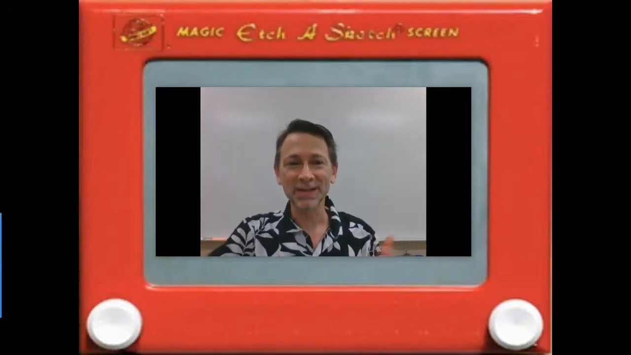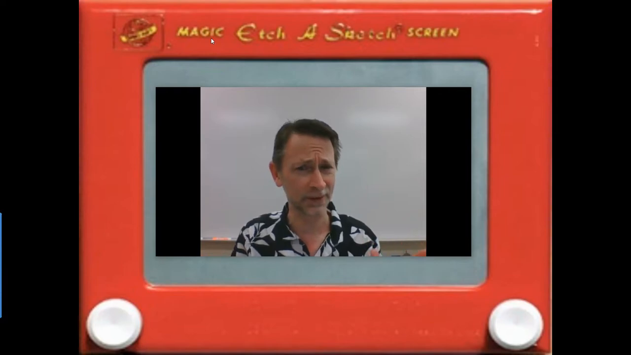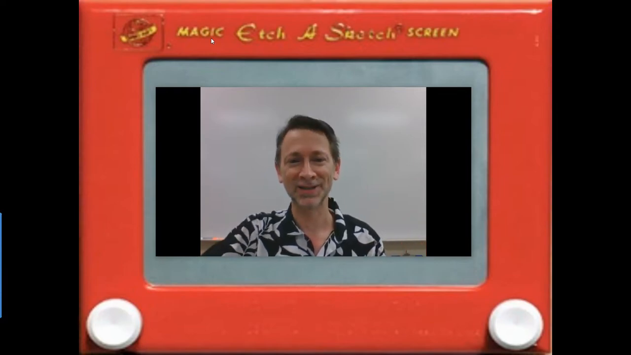So do you remember this toy? Maybe you saw it as a kid. It's getting kind of old now. It's called the Magic Etch-a-Sketch screen.